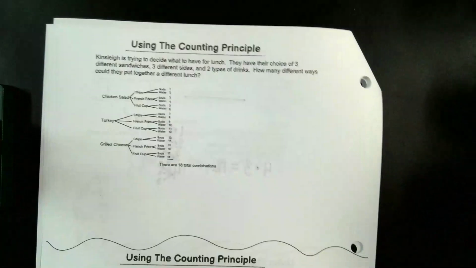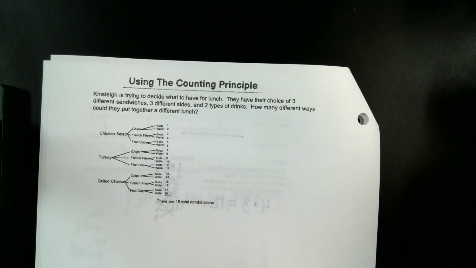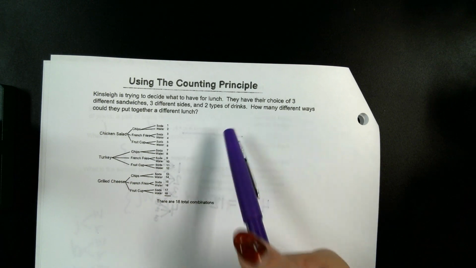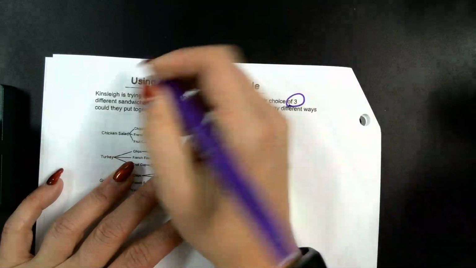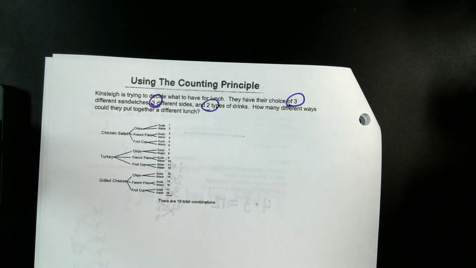Oh no, they just showed you some examples here. So it says Kinsley is trying to decide what to have for lunch. They have their choice of 3 different sandwiches. So 3 sandwiches, 3 sides, and 2 types of drinks. How many different ways could they put together a different lunch?